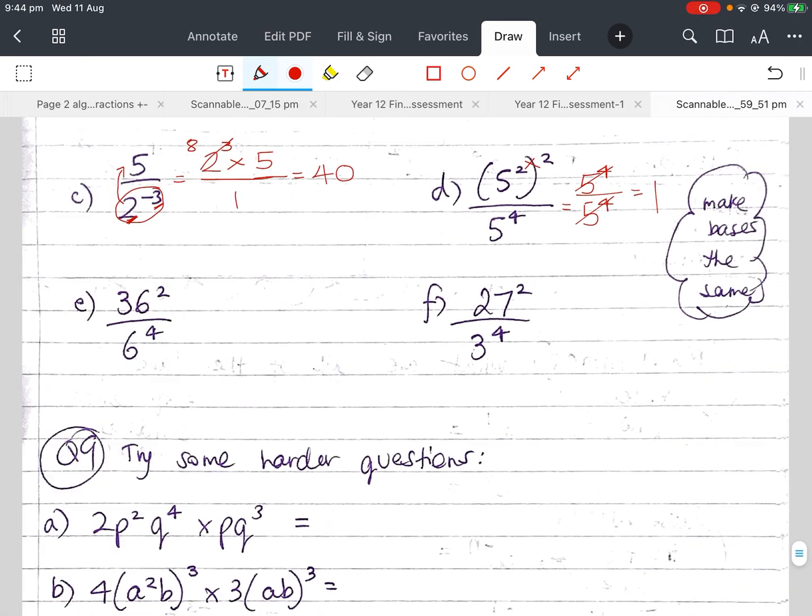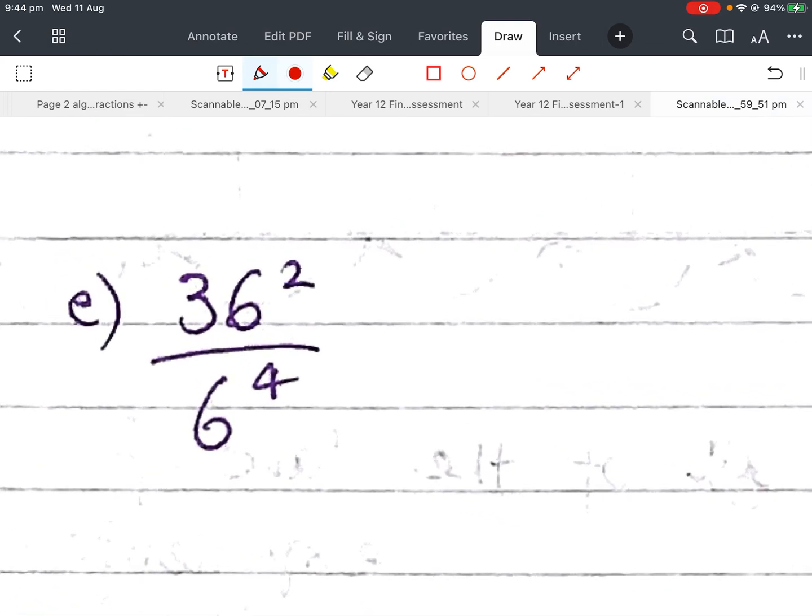Alright, now these ones get a bit trickier. I'll try E and I'll get you to do F on your own. So the problem with these ones is you'll notice the base, that's the 6 and the 36, they're not the same. If they're not the same, you can't do any of the index laws. So let's see if we can change them somehow so they are the same. Now, do you know what gives you 36? Hopefully you said, well, I know that 6 times 6 is 36, and 6 times 6 can be written as 6 squared. Do you agree?